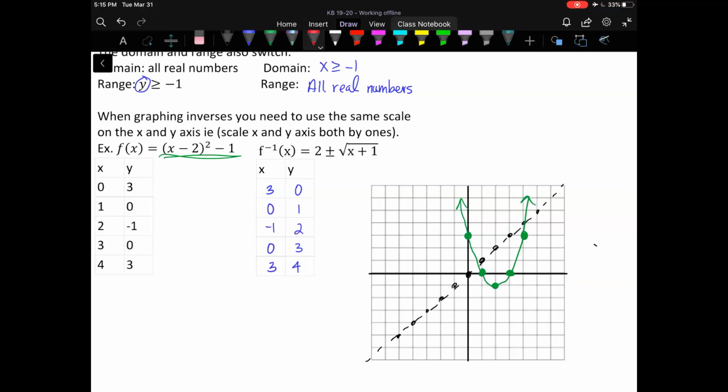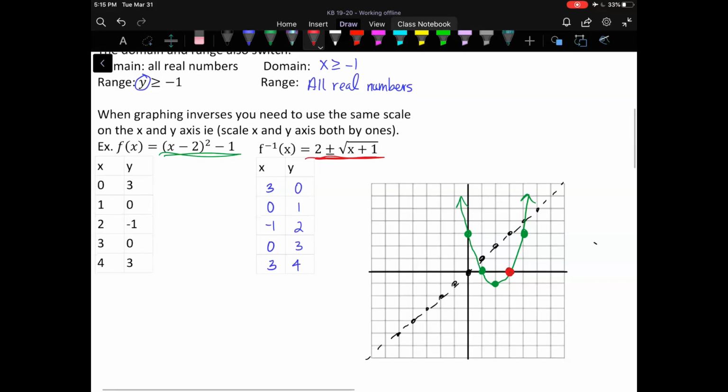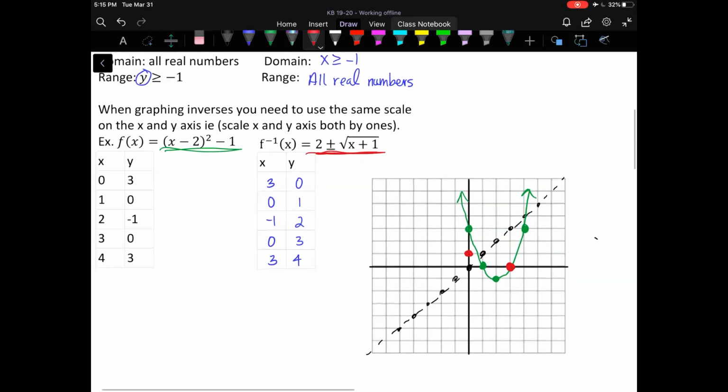And now we have the graph of our inverse. Now some people would feel comfortable graphing this, and some people may not. So if you don't feel comfortable, you can just use those points to flip-flop. So we have 3, 0. We have 0, 1. -1, 2. 0, 3. And 3, 4.